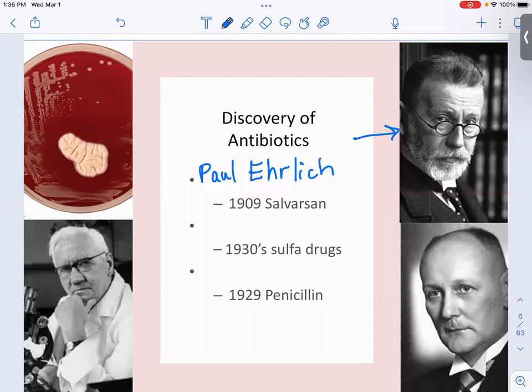The problem is anything that has arsenic in it, arsenic is pretty toxic to us as well. So he was always searching for what he called the magic bullet. In combat, a magic bullet would be one that killed your enemy and not your friend. He was looking for a drug that would kill the pathogen and not be harmful to our cells. And he had some small success with that. Again, arsenic is not good for us in really any amount. Really, the next person that really found something that had any activity against bacteria was Gerhard Domagk.